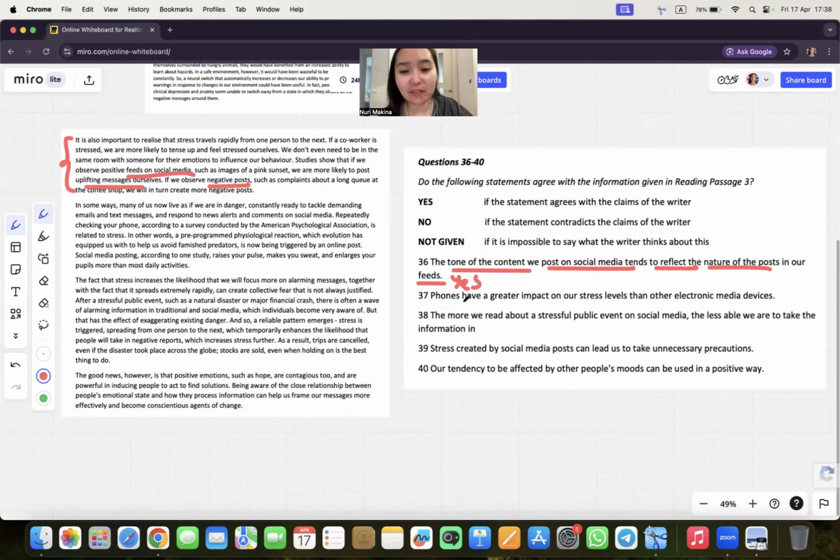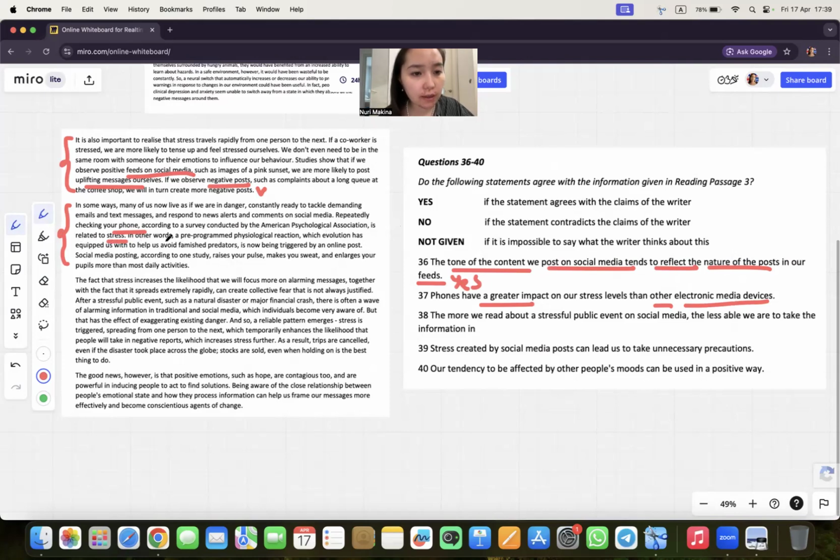So next, 37: phones have greater impact on our stress levels than other electronic media devices. We have stopped in this paragraph now, so we have to go on and read from this point. Phones have a greater impact, stress levels, electronic devices. It is mentioned around here because we have checking phone, as you can see, according to a survey conducted by the American Psychological Association related to stress. So this is the point where we should look for the information.